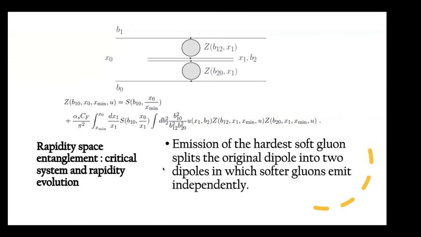So roughly speaking, if you consider the generating function of light-front wave function squares for a pair of color anti-color sources, a pair of quarks at the transverse positions b0, b1, and with some initial momentum fraction or initial upper cutoff of the rapidity gap, then you can emit the hardest soft gluon with momentum fraction x1 at transverse position b2, and then they split the original dipole into two dipoles, and these two dipoles can split independently.